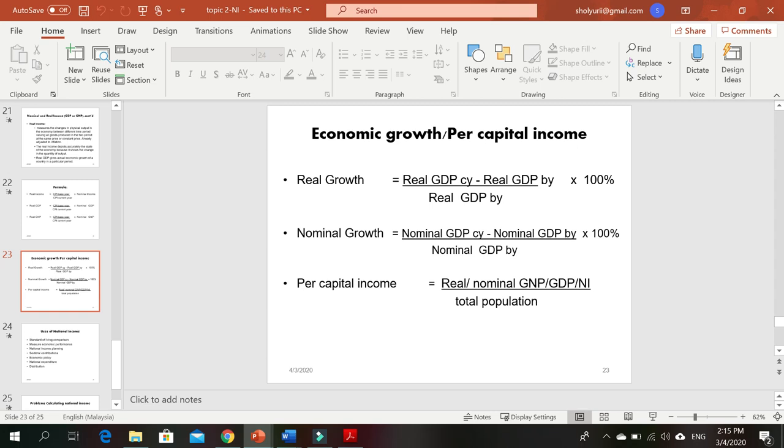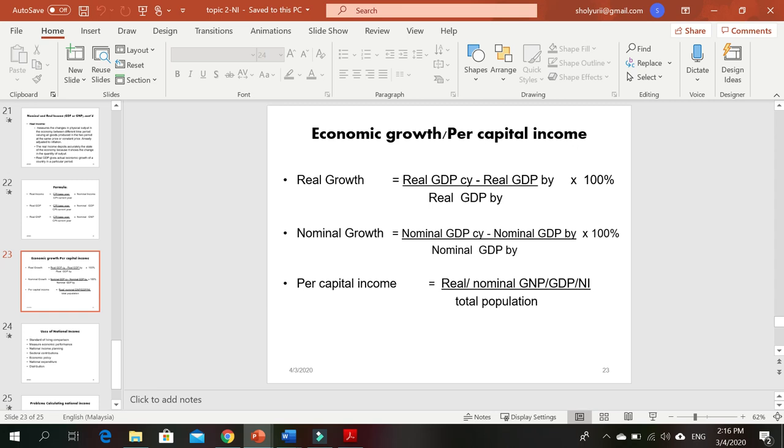Tapi kalau kadang-kadang tu, soalan ada juga dia nak nominal growth. So, kalau nominal growth lagi simple, kita tak payah ambil nilai real. Kita ambil nilai yang nominal. The formula is the same, cuma kita ambil nilai yang nominal. Nampak tadi cuma substitute real kepada nominal. Formula is the same. Current year tolak base year bagi base year times 100.